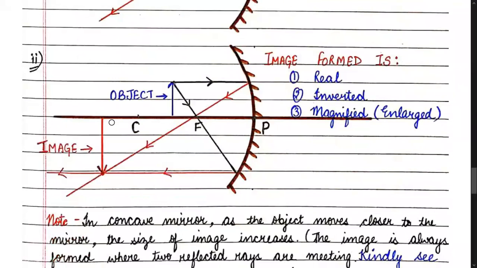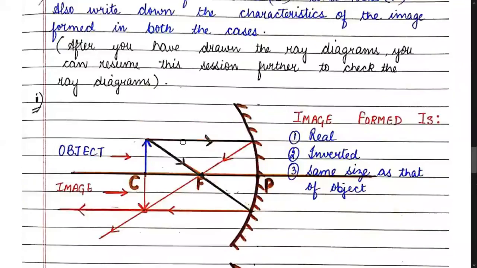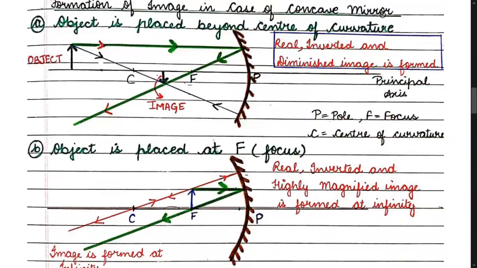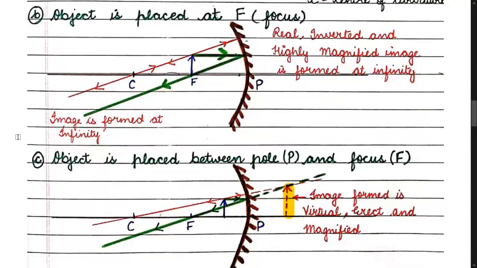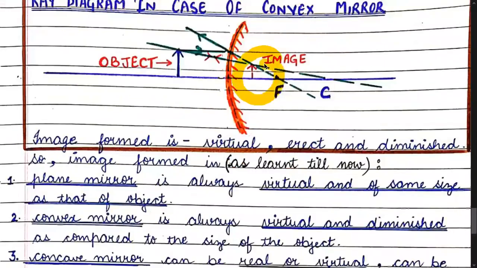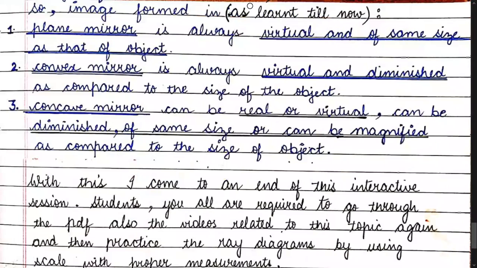And then you have real, inverted and magnified also. And then you have a variety of virtual, erect and magnified also. So a concave mirror is giving you variety here. But in case of a concave mirror, students, we do not have virtual, erect and diminished. Virtual and erect is always magnified here, while in a convex mirror, virtual and erect is always diminished, and in a plane mirror, virtual and erect is always of the same size as that of the object.